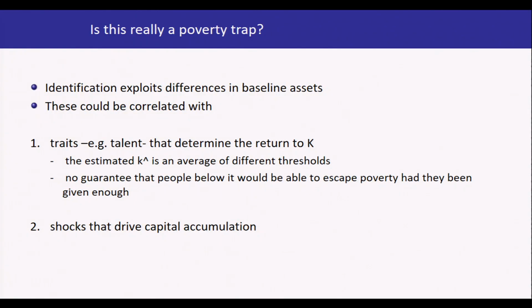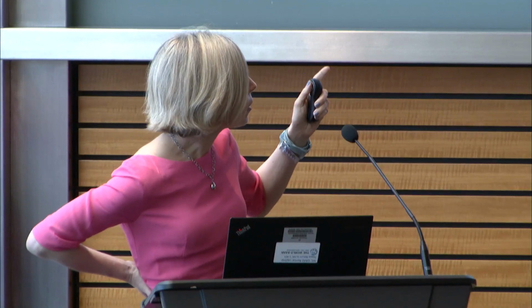Because to identify it, we are using differences in baseline assets. And baseline assets are not exogenous. They could be correlated with other things, like talent that determines the return to capital. And if that's the case, the estimated k hat would be an average of different thresholds. Most importantly, if A were to be correlated with K at baseline, there would be no guarantee that giving bigger transfers would bring the poorest people above the threshold as well.